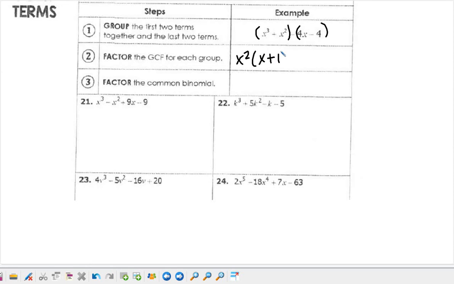x plus 1 minus, if I take a 4 out, take a negative 4 out, I guess, a negative 4 will give me x plus 1. Now notice that you have an x plus 1 in both of these. So that means I can take out an x plus 1, which leaves me with an x squared and a negative 4, which we could factor again because this is a difference of squares, but we'll leave it for the time being.